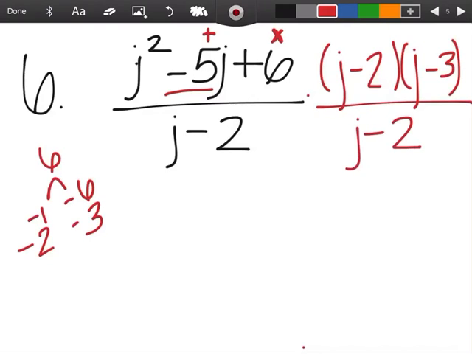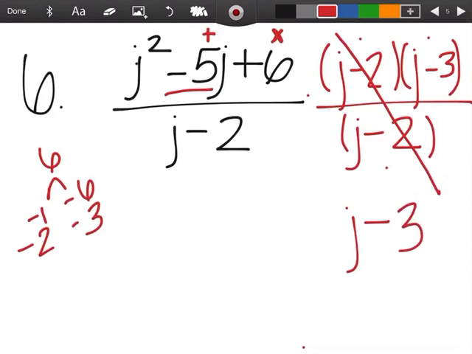Now this denominator might have been a good indicator of which direction to take, because the denominator is j minus 2. Whether I put parentheses around it or not, there is only one factor in the denominator. It's j minus 2. The numerator has two factors, j minus 2 and j minus 3. So the factors j minus 2 reduce to be 1. So this problem, number 6, reduces to be j minus 3.